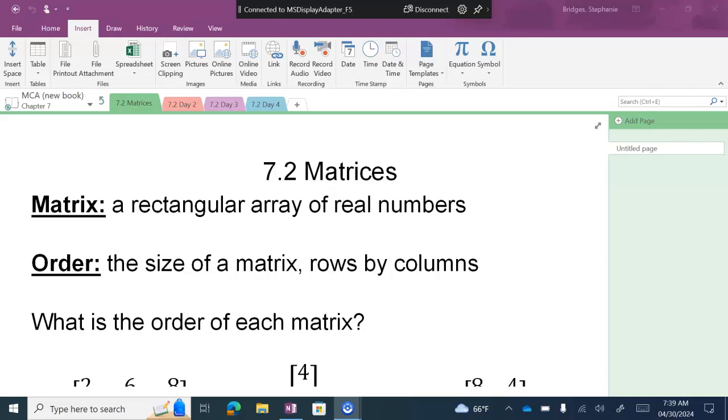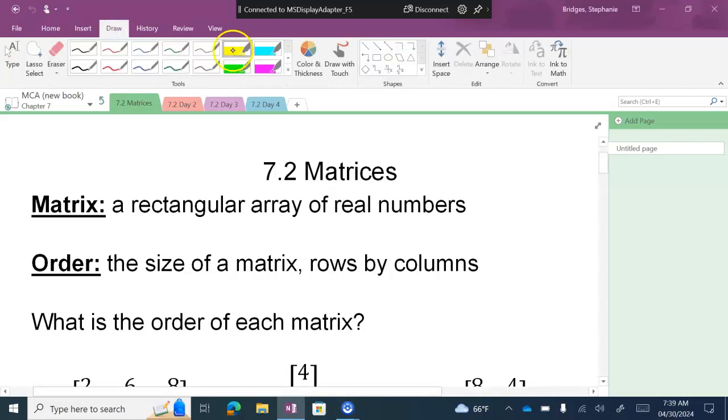And then when we talk about the order, that's going to be one of the things I'll be asking you on your quiz: what is the order of the matrix? That's what size is. When we name the size of a matrix, we name it by the number of rows and columns. Remember, rows go left to right, columns go up and down. So when we talk about the order of a matrix, not the size of it, it is named rows by columns.